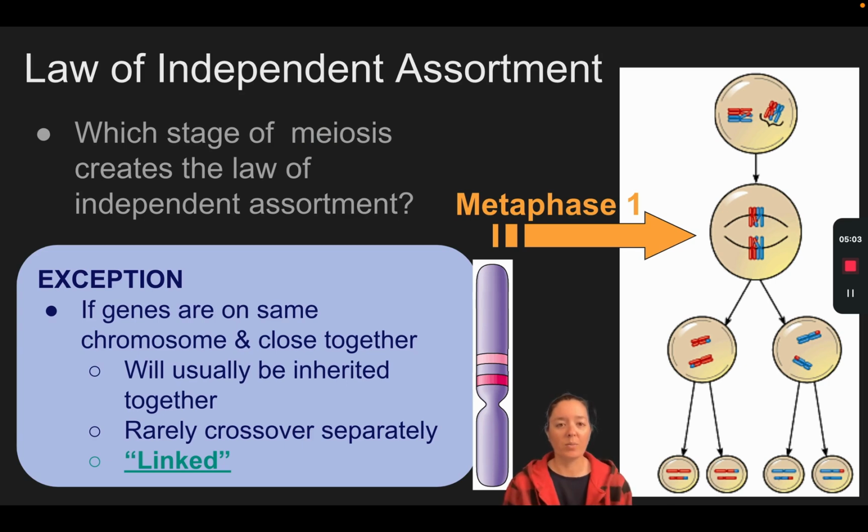We see independent assortment happening during meiosis. We see it happening during metaphase 1. The only exception to this law are if the genes are on the same chromosome or are close together. So usually if they're close together, if they cross over, they will be crossed over together. Or if they're on a smaller chromosome that doesn't have a lot of crossing over that happens, usually they'll be inherited together. When genes are rarely crossed over separately, they are considered what we call linked, or they're almost always going to be together during the meiosis process and therefore inherited together, and they are linked, so to speak, because you always see them together.